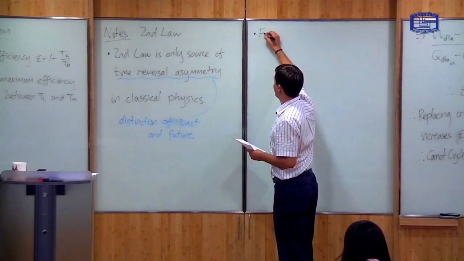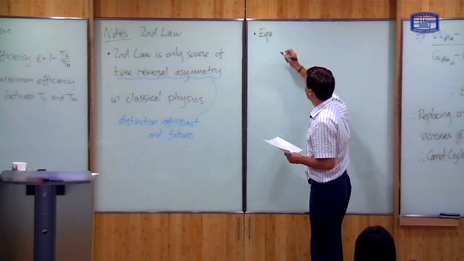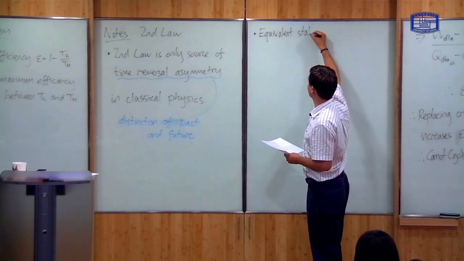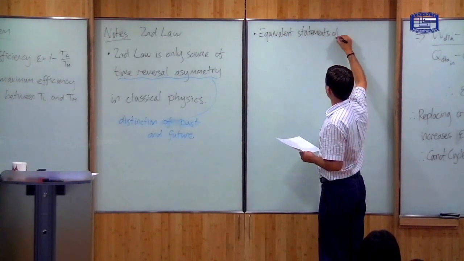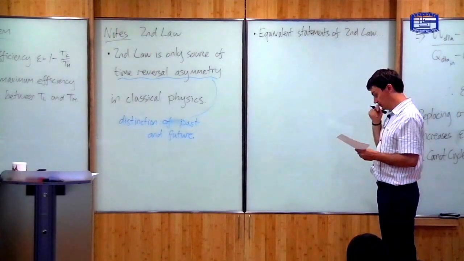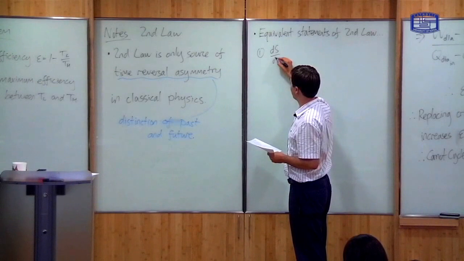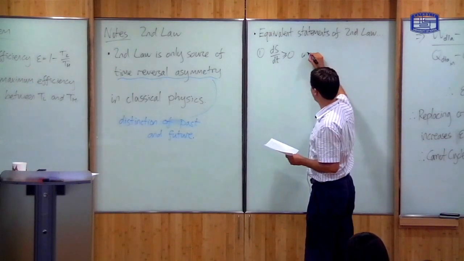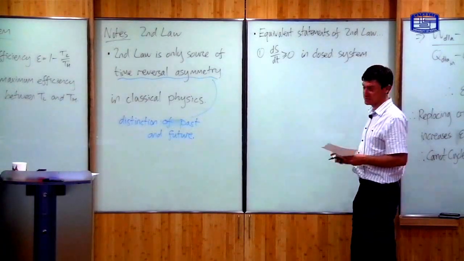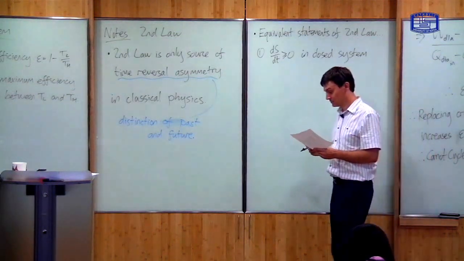And the second point I wanted to make is I stated the second law of thermodynamics as saying entropy is always increasing. But you can state it in various other ways which are equivalent. The equivalent statements of the second law. So the first one is the one that I stated. It says that dS/dt is always greater than or equal to zero in a closed system. So if your system is closed, the entropy must always increase. That's the way I stated the second law in this course.